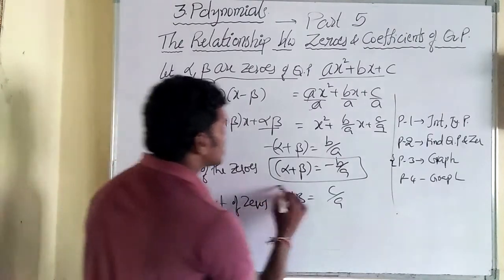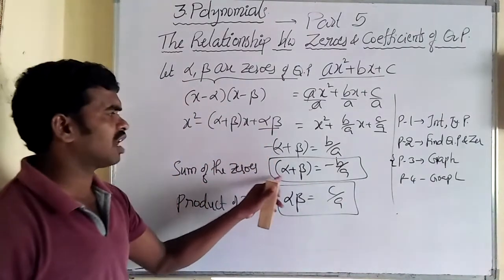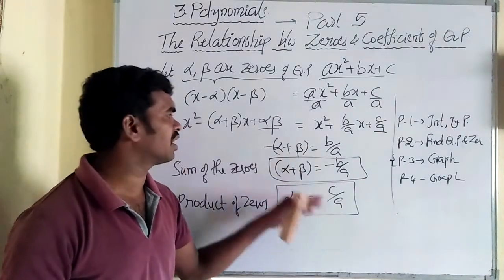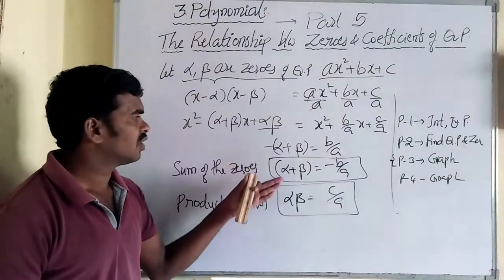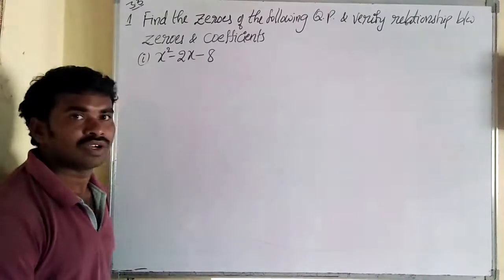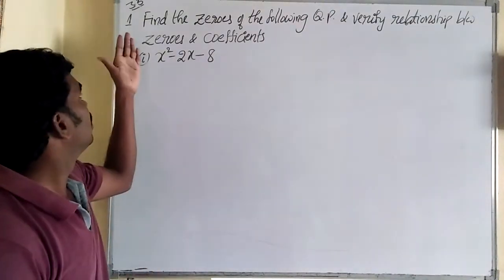So what are the formulas here? The sum of the zeros, alpha plus beta, equals minus b by a. The product of the zeros, alpha beta, equals c by a. We just remember these formulas. Then we can observe the problems. Let us come to the problem.